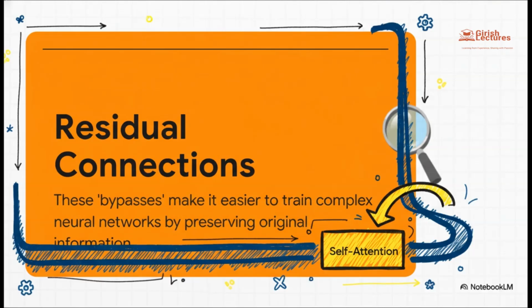Now there's one more little detail that's super important, something called residual connections. You can think of it as a bypass lane on a highway. After the data gets processed by a layer, like self-attention, the model adds the original, unprocessed version right back into it. It's a simple trick, but it's crucial because it stops the model from forgetting the original information as it goes through all these layers. It makes training these giant networks actually possible.